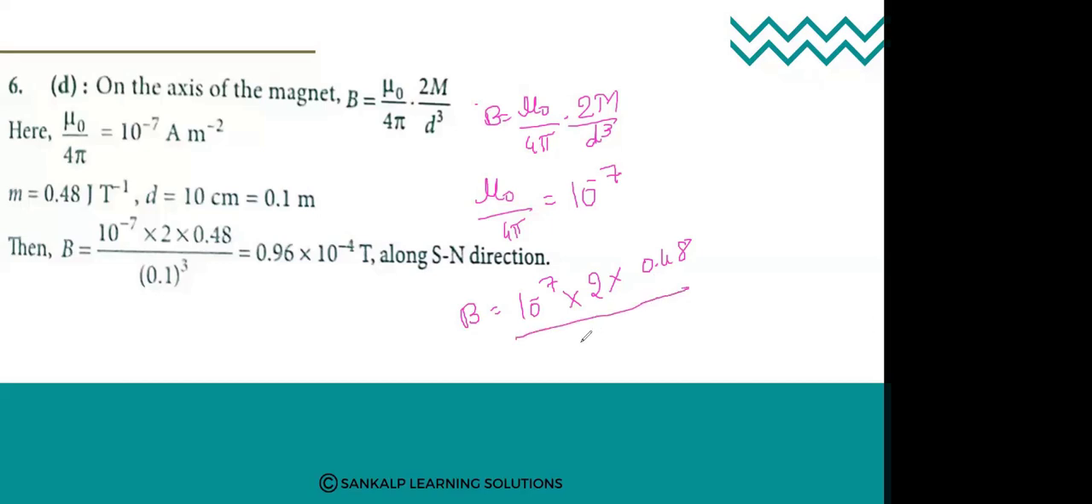0.48, and distance 10 centimeter, in meters 10 into 10 raised to minus 2. Simplifying, 2 ones are 2, 2 fives are 10. So this is 10 raised to minus 2, moving up it becomes plus 2. So 10 raised to minus 5 into 0.48 upon 5. Simplifying, it will be 0.96 into 10 raised to minus 4 along the north-south direction. You can copy down the solution.